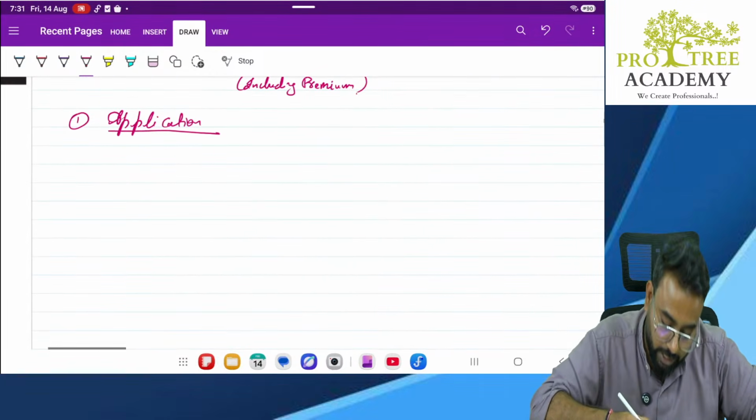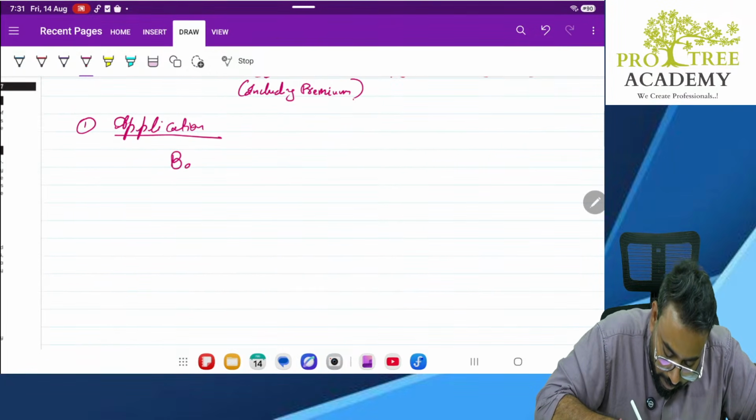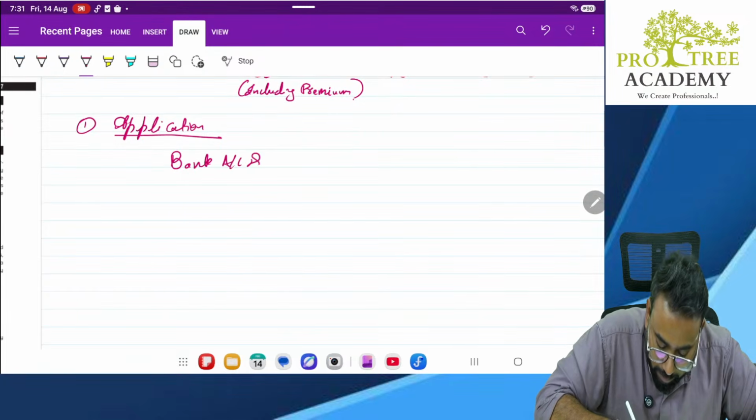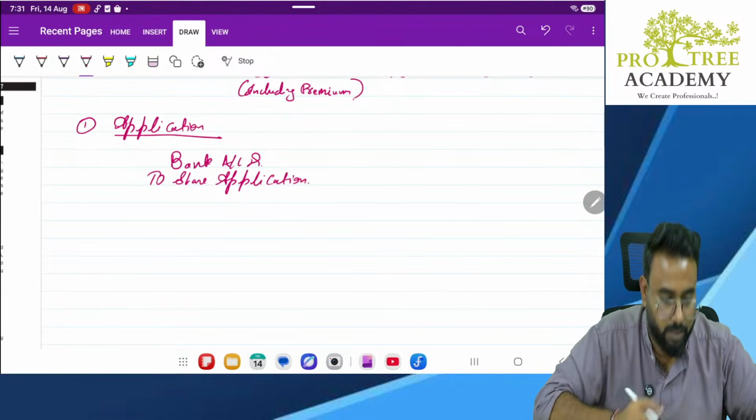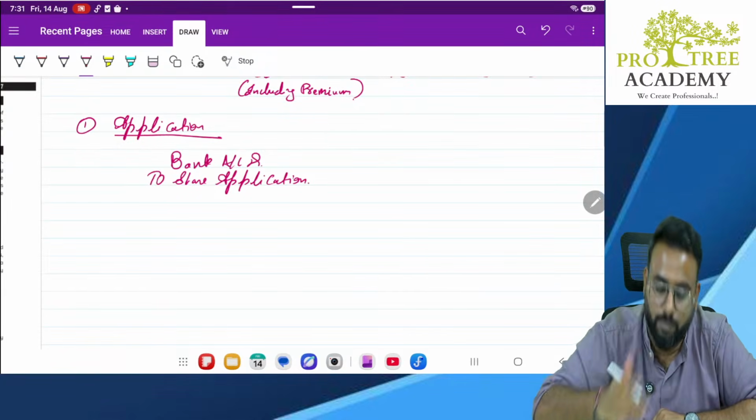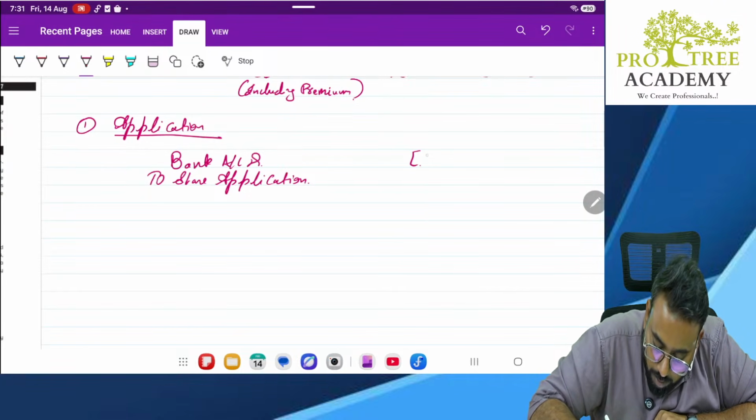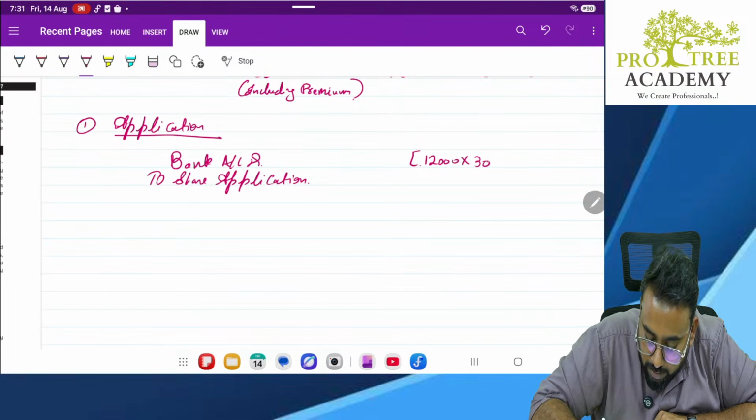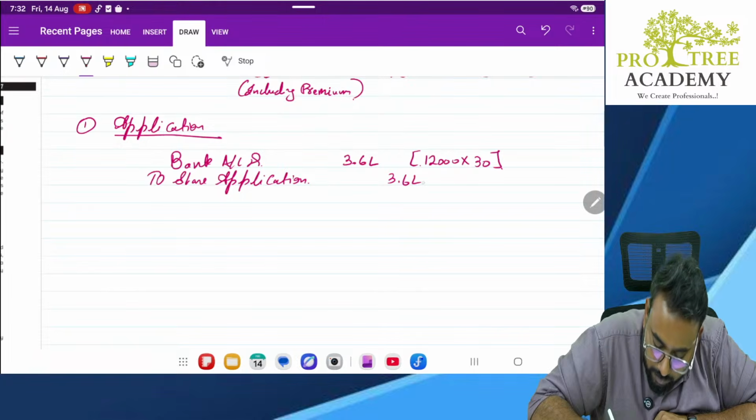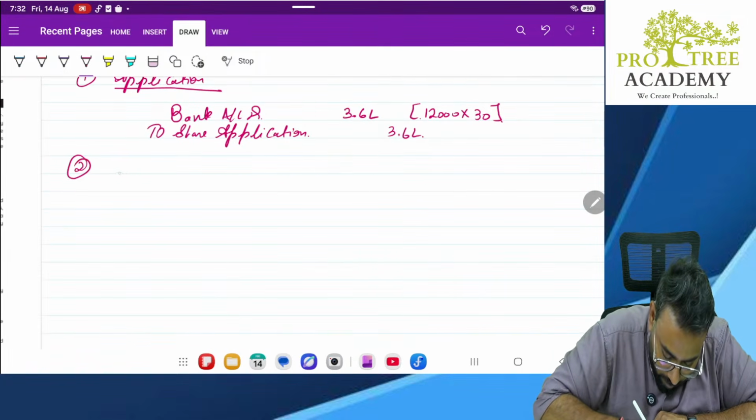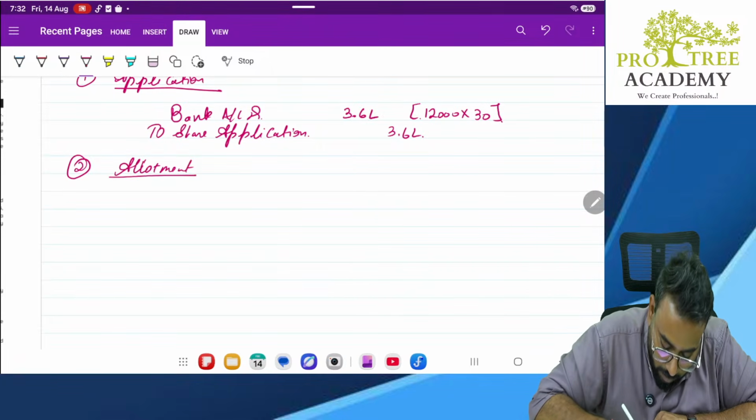So on application, how many shares have you received applications for? So what is the entry? Bank account debit to share application. How much? 12,000, not 10,000. 12,000 applied. How much each share? 30. So that will be 3.6 lakhs. Clear? Allotment. What is the entry?